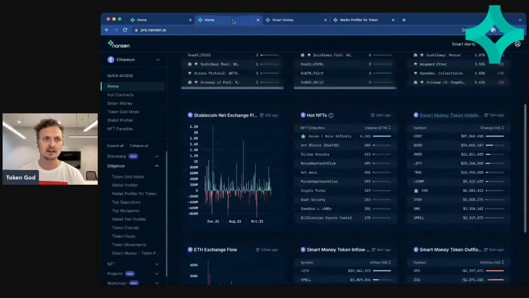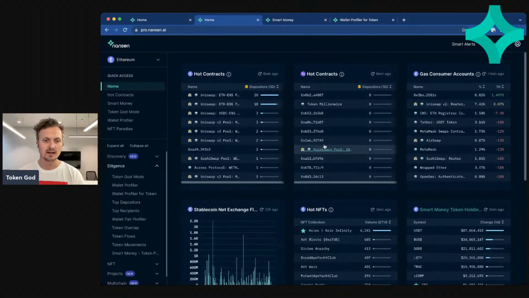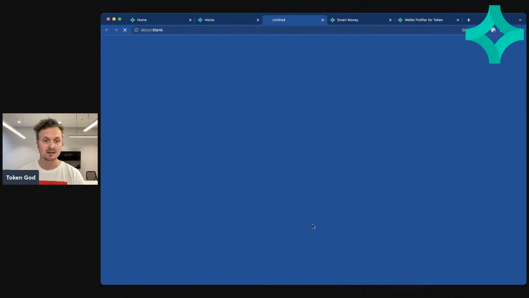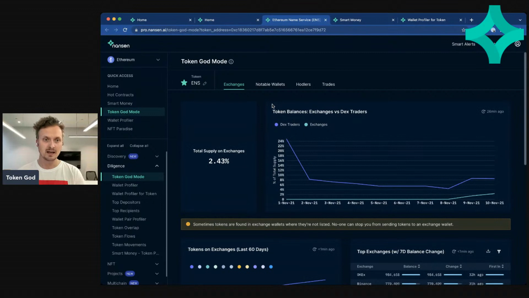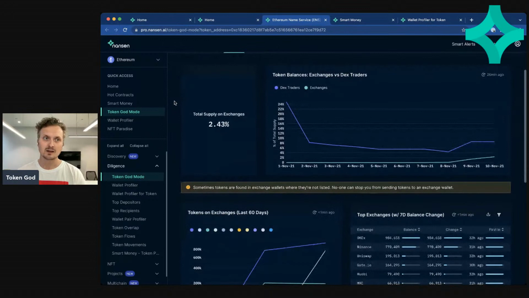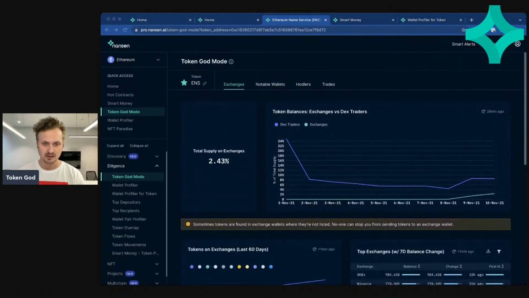But I do feel like we should also have a way to see in token god mode what percentage of the supply is held by smart money and how that has changed over time. Perhaps it should be here. Perhaps it should be a line that goes up or down over time with the smart money holdings. Yeah, different ways to solve that, but it's a good question.